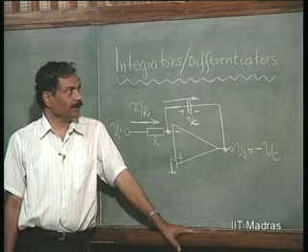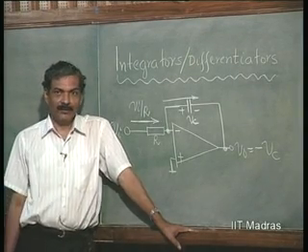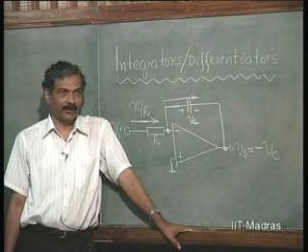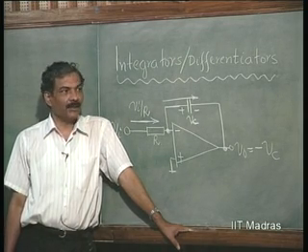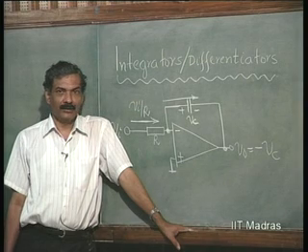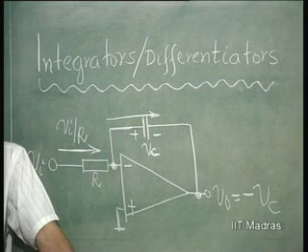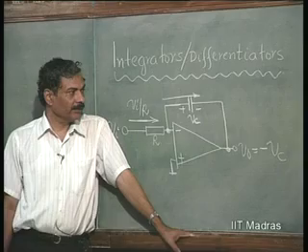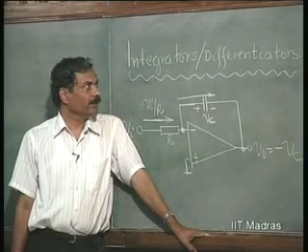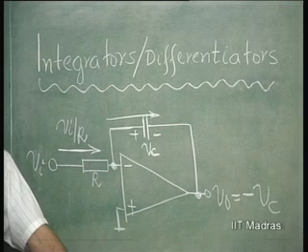We had discussed how to multiply a voltage by a constant so far, that is amplifiers. Then we have also discussed how we can add voltages and then subtract voltages in the instrumentation amplifier. The other linear mathematical operations are the following: integration and differentiation.